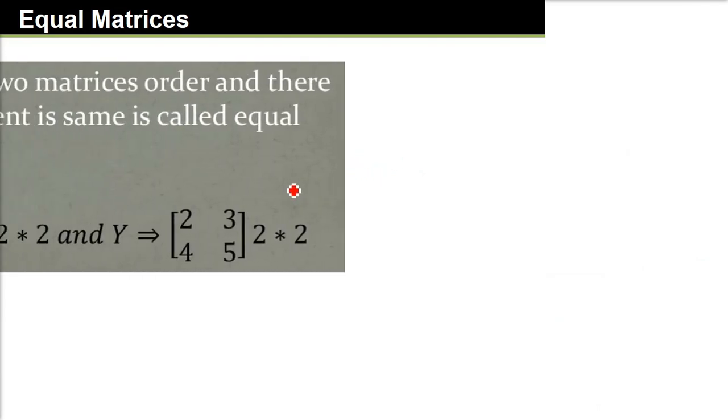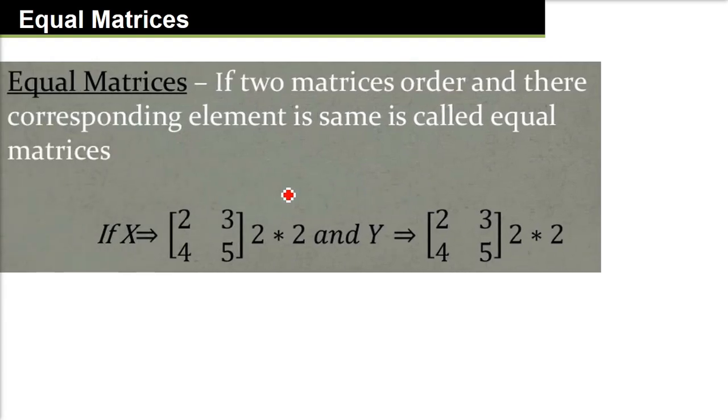Equal matrices. If two matrices have the same order and the corresponding elements are the same, we call them equal matrices. That is, the dimension has to be the same. If one is 2 by 2, the other has to be 2 by 2. If one is 3 by 3, the second has to be 3 by 3. And each element, that is, the row and column intersection cell, the corresponding element has to be the same. For example, A11 here, A12 here, A21 here, A22 here, I am writing the Aij form. Here also I am writing A11. So A11 is equal to A11, that is 2. A22, I am taking 5 and 5, so A22 are the same, that is, the corresponding values are the same.